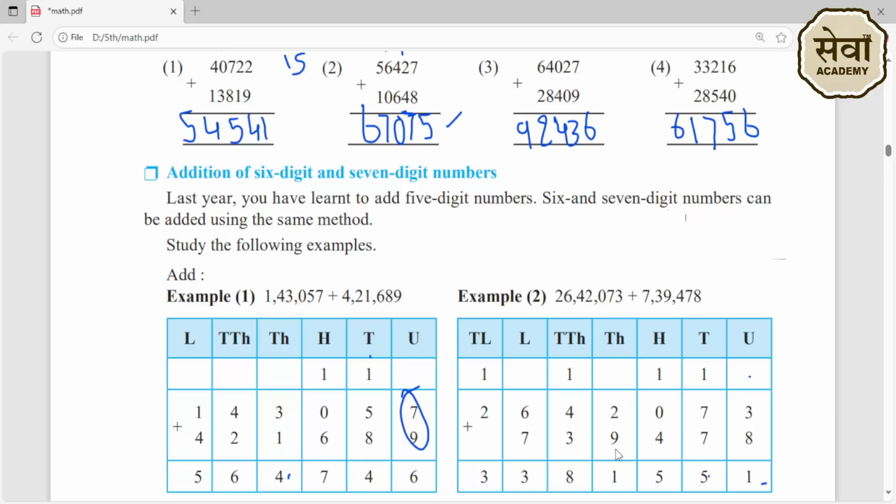And what is 9 plus 2? 9 plus 2 is 11. So we write 1 and 1 carry over. And what is 4 plus 3? 4 plus 3 is 7. And 7 plus 1 is 8. So we wrote here 8. What is 6 plus 7? 6 plus 7 is 13. So we write 3 because 3 is in the units place and 1 is in the tens place. So we carry over 1. And 2 plus nothing. So we don't write 2. We write 3 because 1 was in carry over.